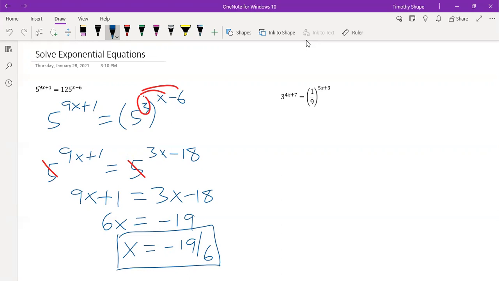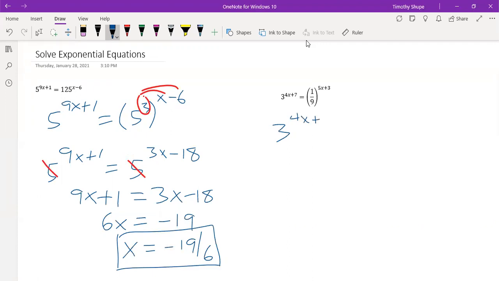Now we can do the same thing looking at the second example, even if one of those fractions or one of the bases is a fraction. Because looking at the bases, we've got a base of 3 on the left side. If I ignore the fraction for a second and just look at the 9, that's also a power of 3. So I'm going to rewrite this as 3 raised to the 4x plus 7.